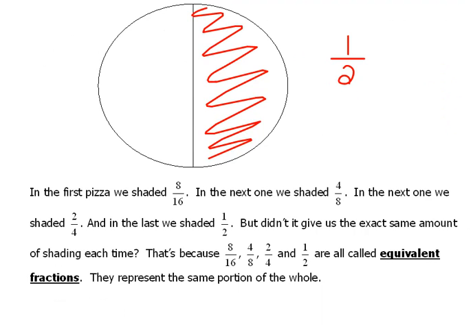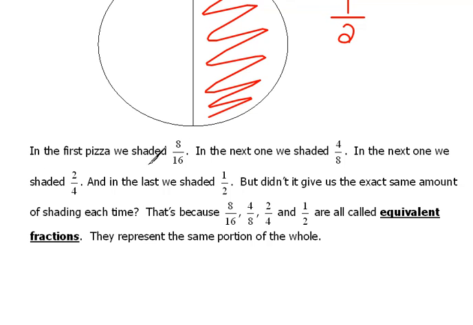Now think about what we did as we were shading. In the first pizza we shaded 8/16. In the next one we shaded 4/8. In the third one, we shaded 2/4, and in this last one, we shaded a half. But it all shaded in the exact same amount of the circle. That's because each one of these fractions is called an equivalent fraction. They represent the same portion of the whole. And in the next video, we're going to explore that just a little bit more.